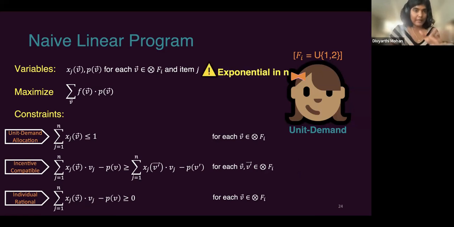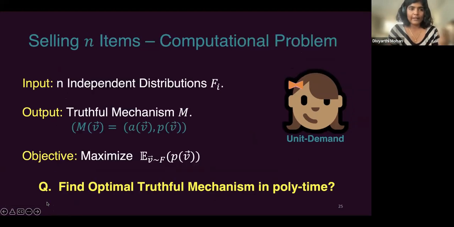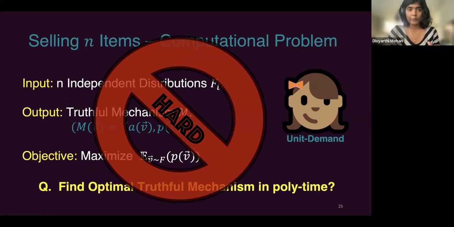But even for the simple instance, this approach is exponential, right? This is an exponential size LP because you have exponentially many variables and constraints. Okay. So can we do better? The question is, can we find a polytime solution, right? Unfortunately, the answer is no. This is a computationally hard problem.